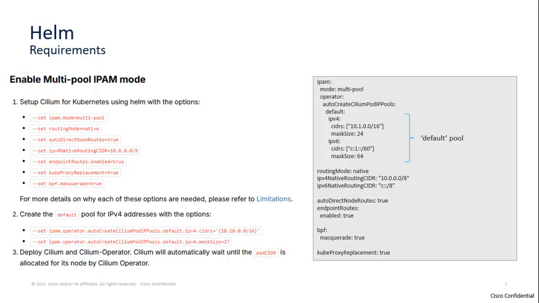Multiple IPAM mode in Cilium has some requirements. They are quite well documented. On the left you have the screenshot of these requirements, and on the right you have an example of Helm chart values that defines multiple IPAM as well as the associated settings. What I also want to highlight here is that the multiple IPAM section of Helm values contains the default pool definition, which behaves like a standard Kubernetes pod CIDR. So it's cluster-wide, and every node in the cluster will get a subnet from this pool.